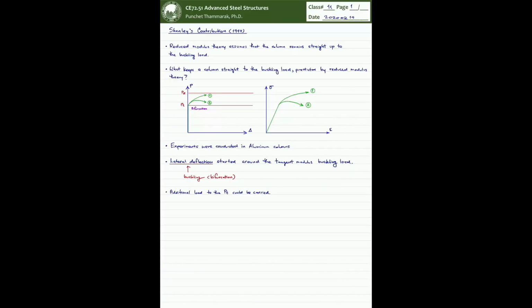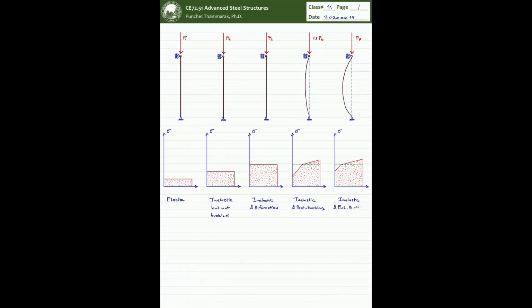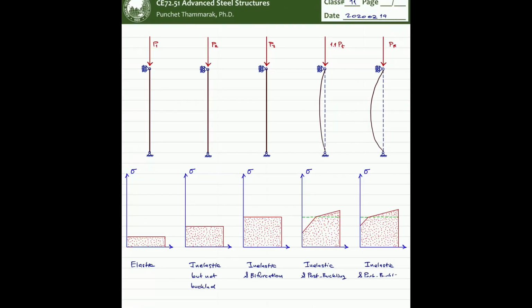So if we look into the pictures here, I don't want to draw, but you just copy. I'll just explain. We have five situations. The first situation is the column is elastic. So the load P1 applied is the elastic load, and you have the elastic stress sigma 1. And then you apply more load. Now you separate between two things, elasticity and inelasticity. Elasticity and instability are two separate issues.